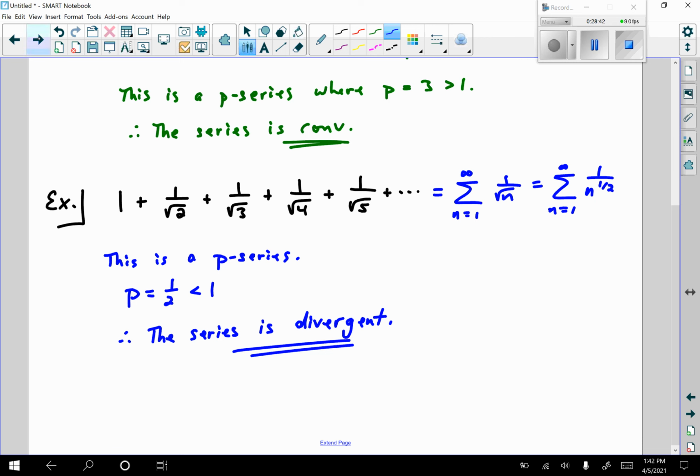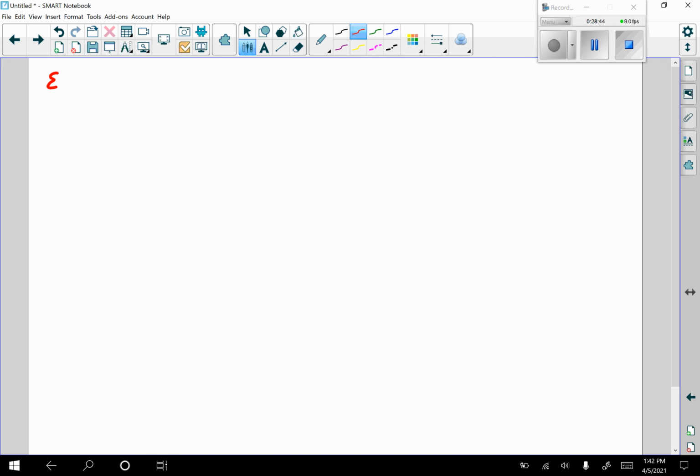All right, we'll just try one more example. Here are series. Definitely not a p-series here. We're going to go from n equals 3 to infinity of 7n minus 6 over n squared minus 2n.